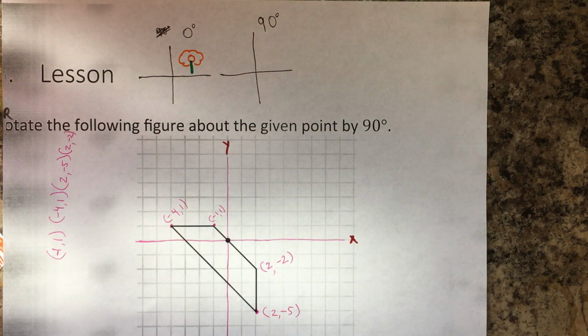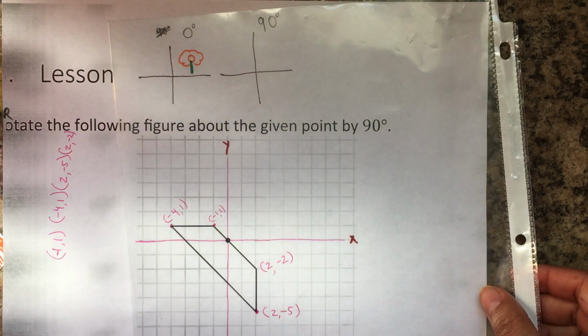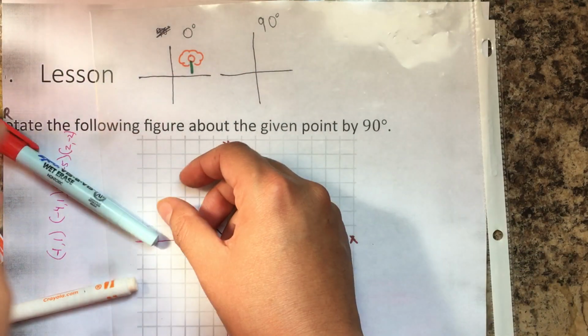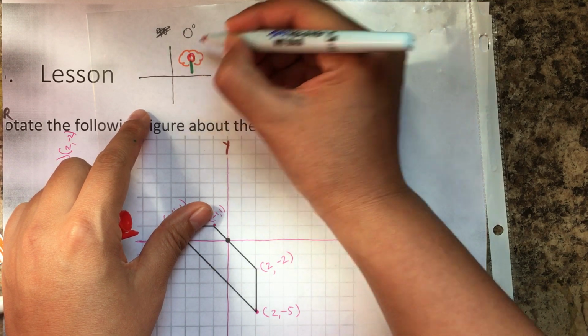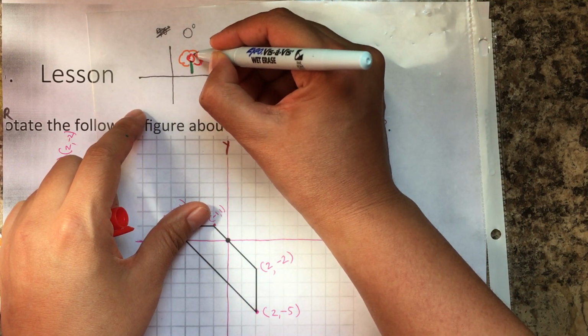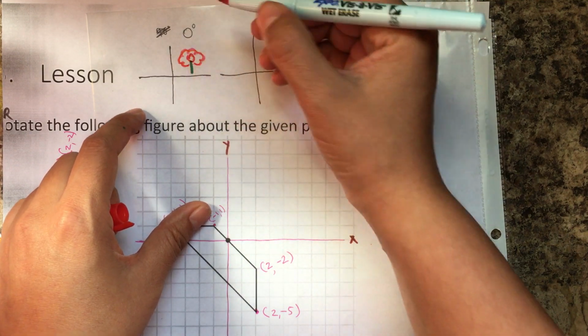Let me show you with a transparency here. So this is my flower. I know this is going to be a lot of explaining and it's like, what?